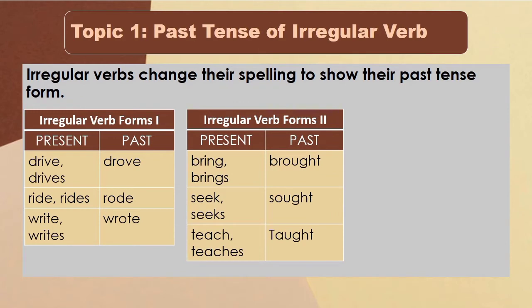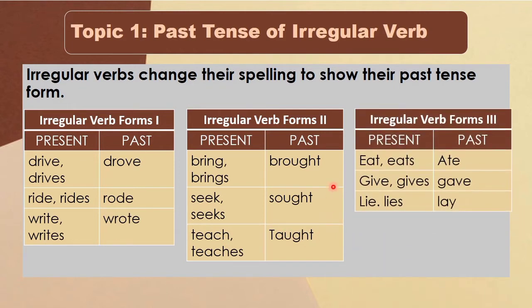The second form of the verb has the present tense bring, brings, seek, seeks, teach, and teaches. And it will become past tense. The words bring and brings will become brought. Seek and seeks will become sought. Teach and teaches will become taught.